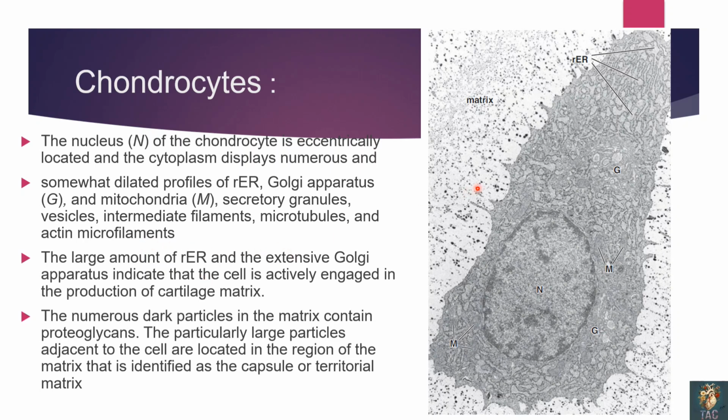The numerous dark particles which are present in the matrix contain the proteoglycan. Particularly larger particles adjacent to the cells are located in the region of the matrix identified as the capsule or the territorial matrix.